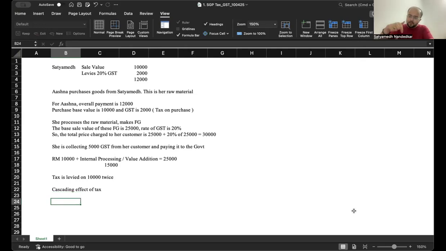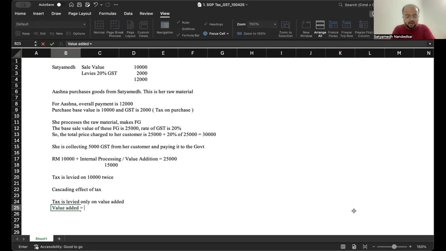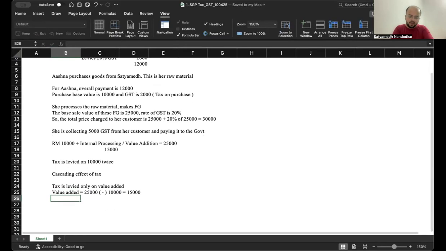Because of this issue, so many sellers and traders raised this particular problem, because of which the approach to taxation ultimately had to change, where now tax is levied only on value added. So in this case, if you observe, the value added is 25,000 minus 10,000, that is 15,000. That is the amount of value added, 15,000.